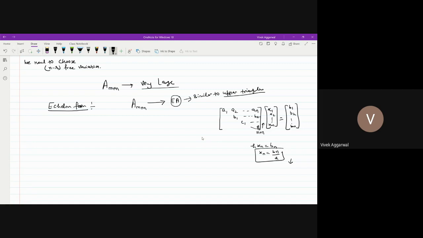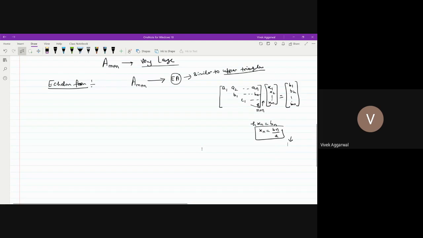Now what will happen if our matrix is not a square matrix? If it is not a square matrix, then we are going to reduce it, and this is called the Echelon form.